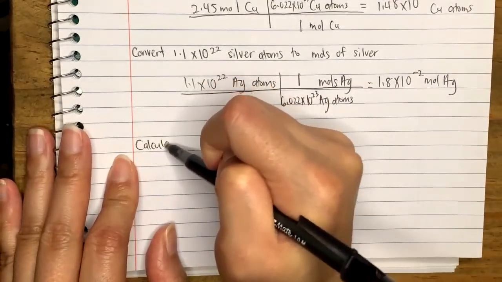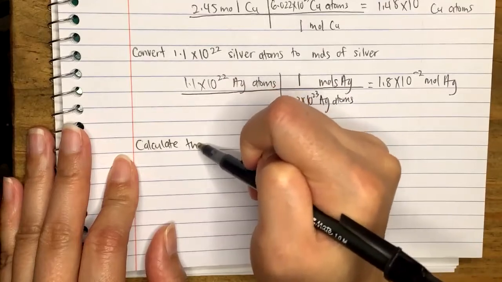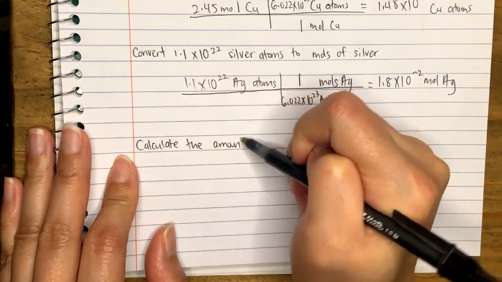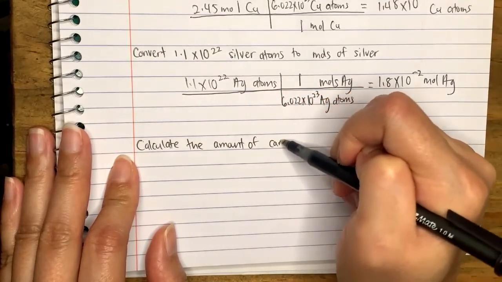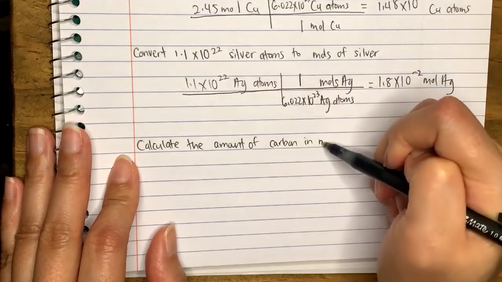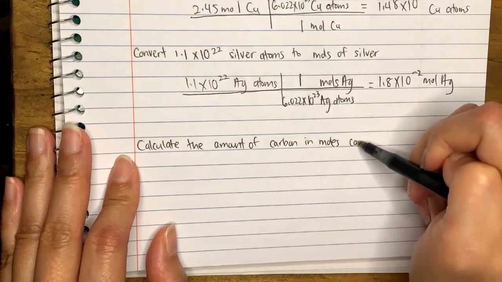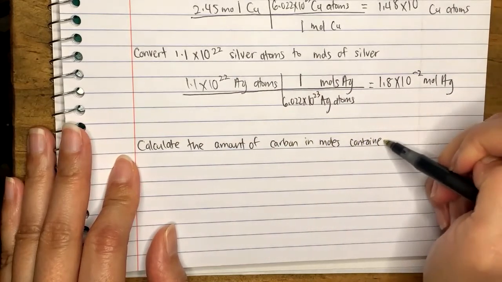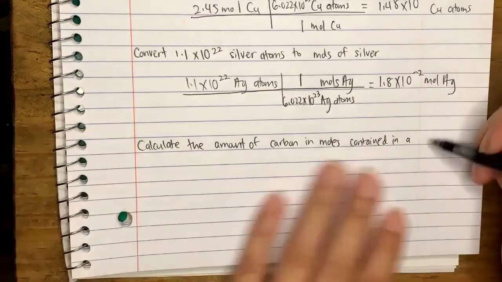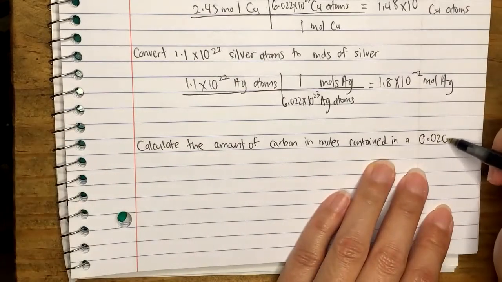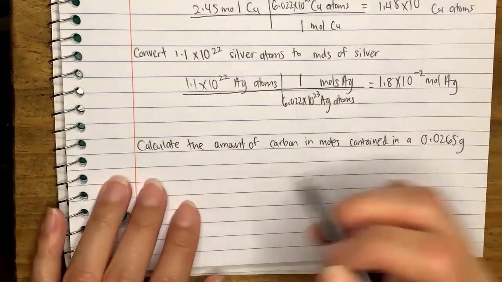Calculate the amount of carbon in moles contained in a 0.0265 grams pencil lead.